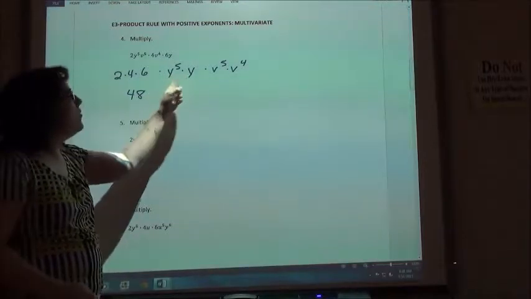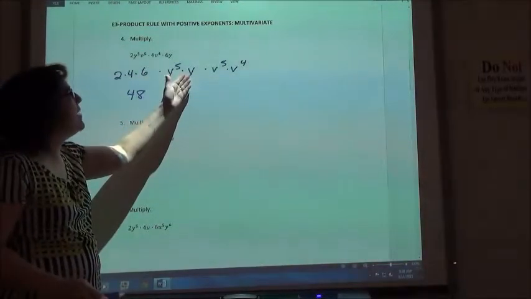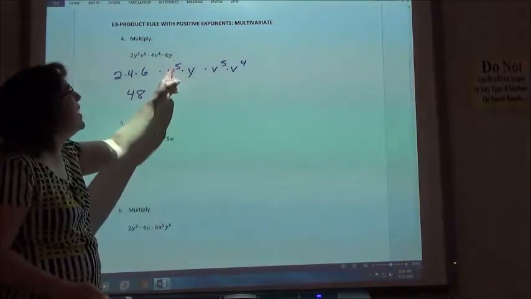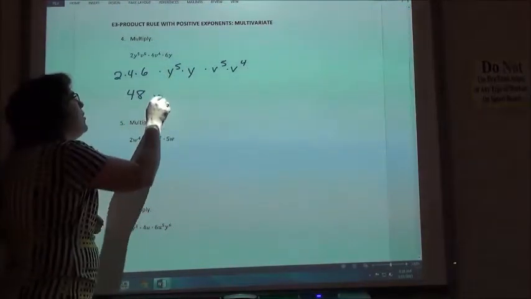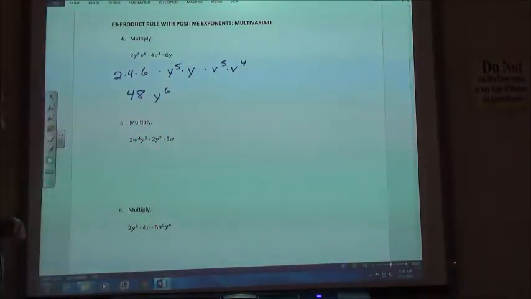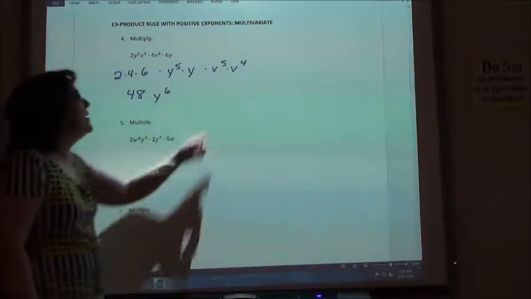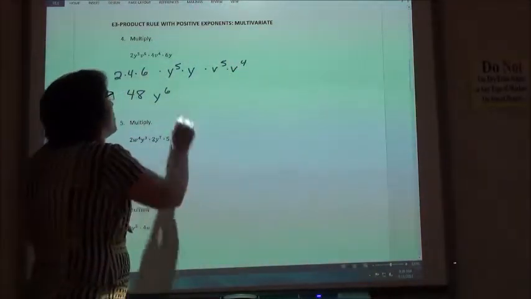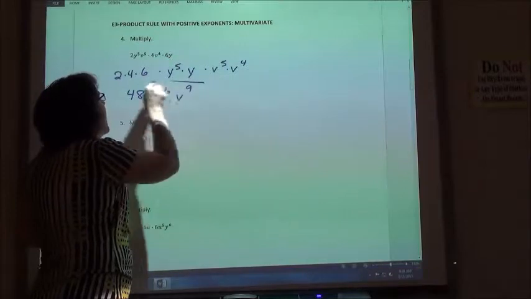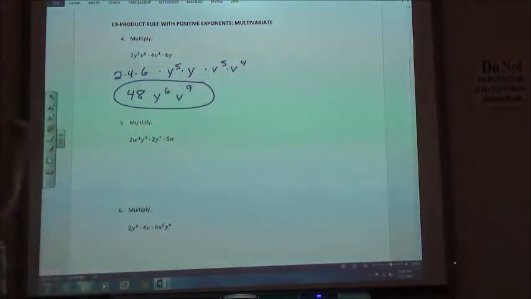Here I follow my rules. When I'm multiplying with the same base, I add my exponents. 5 plus 1 would be y to the 6th: y to the 5th times y is y to the 6th. V to the 5th times v to the 4th, I add, I get v to the 9th. So 48 y to the 6th, v to the 9th would be my answer.